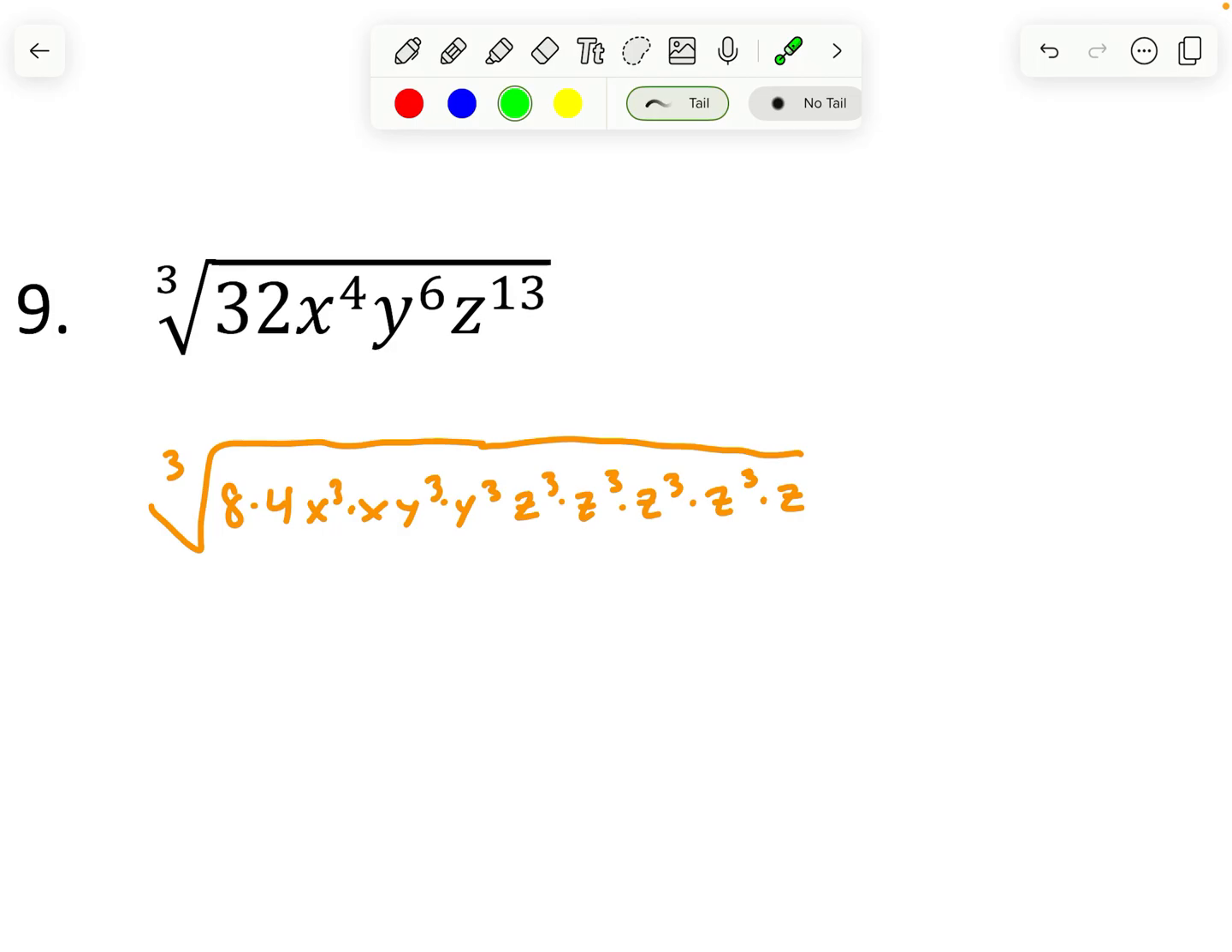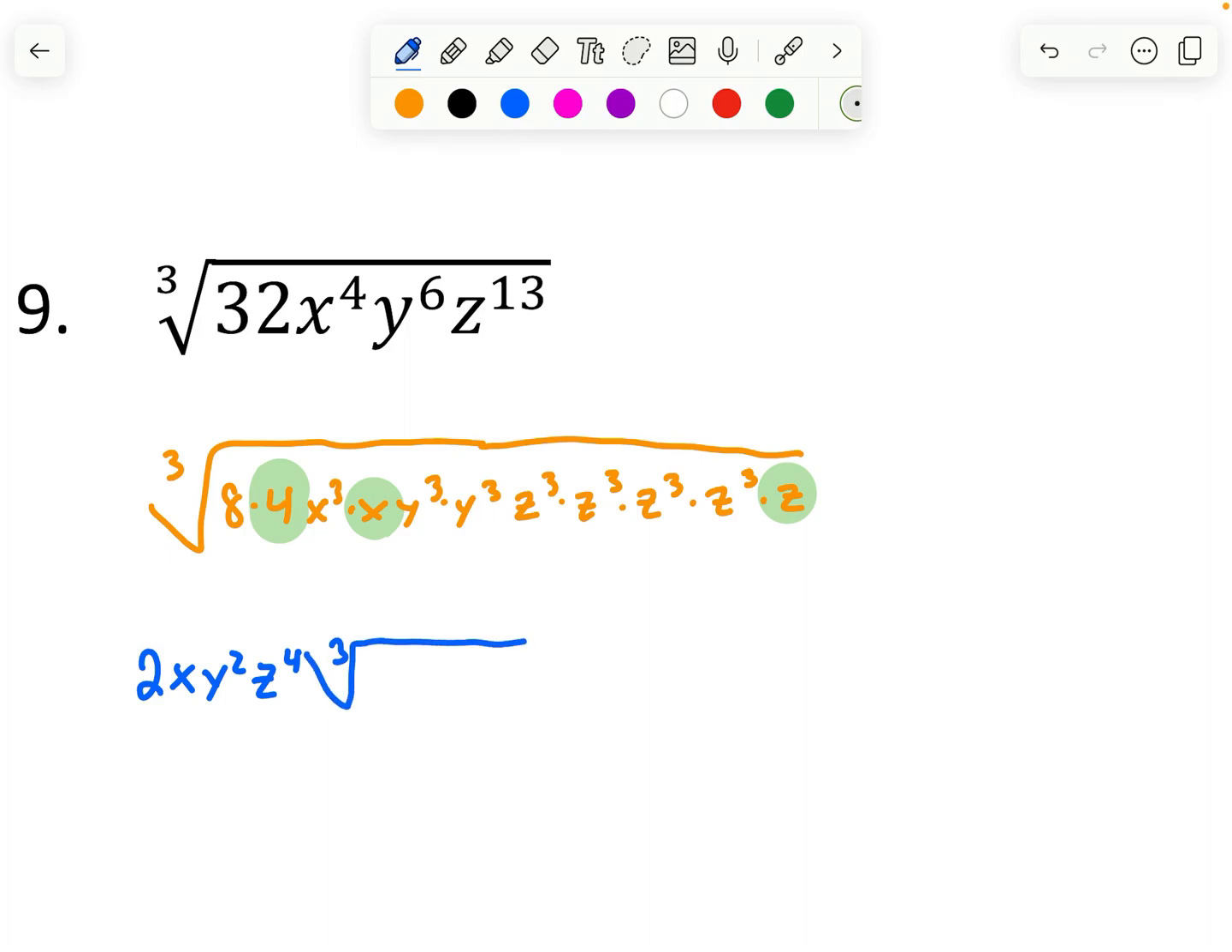But now you can cube root all the perfect cubes, which are all of these things. And they all come out of the cube root and get multiplied. So now we have 2 from the 8. And we have a single x coming out. And then 2 y's, so y squared, and 1, 2, 3, 4 z's. So it's 2x y squared z to the 4th, but we didn't use that, we didn't use that. So all of that is still under the cube root. And you get 4x z under the cube root.